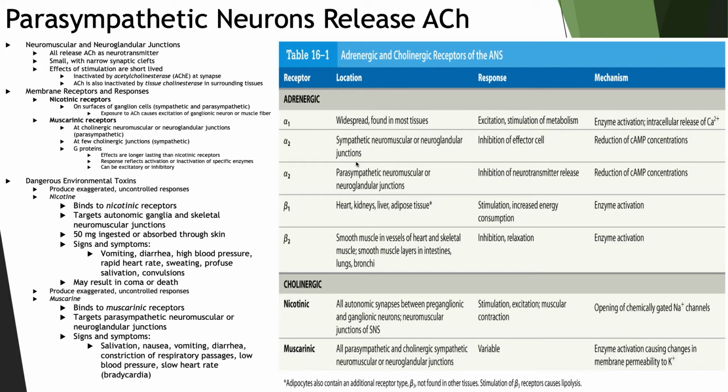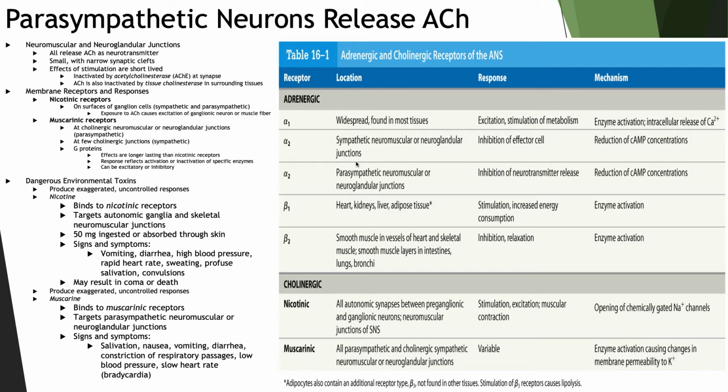The parasympathetic division uses the same transmitter, ACh, at all of its synapses, so neuron to neuron, and neuromuscular or neuroglandular junctions. Two types of ACh receptors occur on the postsynaptic membranes. One, the nicotinic receptors, occur on the ganglion cells of both parasympathetic and sympathetic divisions. They also occur at the neuromuscular junctions of the somatic nervous system. ACh always causes excitation of the ganglionic neuron or the muscle fiber. It works by opening chemically gated sodium channels in the postsynaptic membrane.